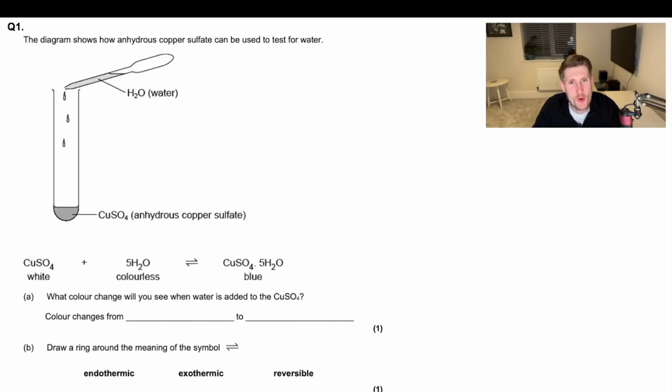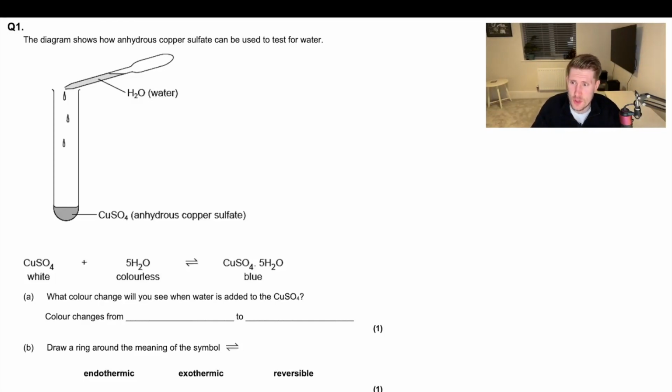Guys, in this video we're going to look at Le Chatelier's principle and dynamic equilibria in general. The first question we've got here is quite an easy one, but I picked it because it's an example that comes up quite often. It's all to do with copper sulfate and it being hydrated and not, which we call anhydrous. So without water is anhydrous and with water is hydrated. Let's have a look at this question here.